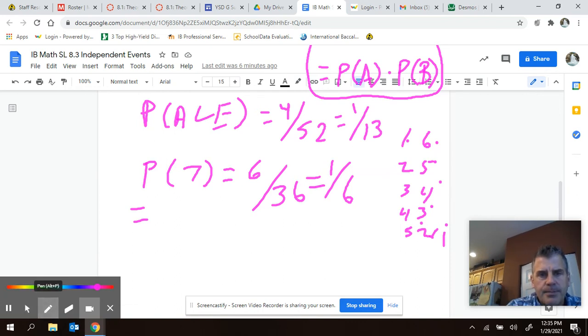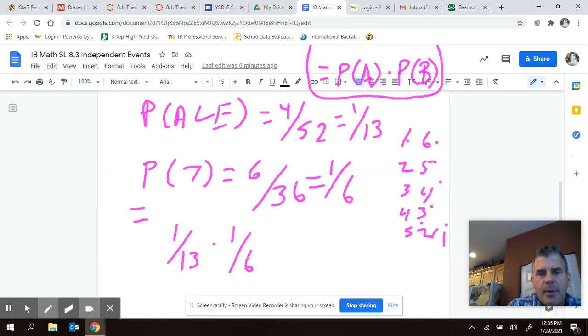And so that would look like this: 1/13 times 1/6. Your chances of this happening are not very good. Whatever 6 times 13 is, like 78. 60 plus 18 is 78, right? So 13 times 6 is 78, and then 1 divided by 78. So you have a 1 out of 78 chance, which is about a 1% chance. It's 1.2%.